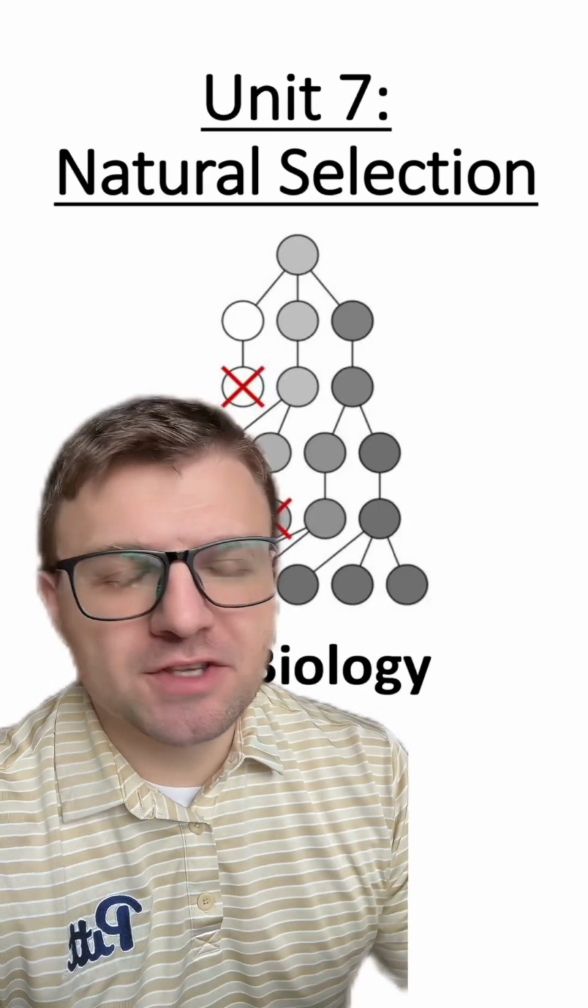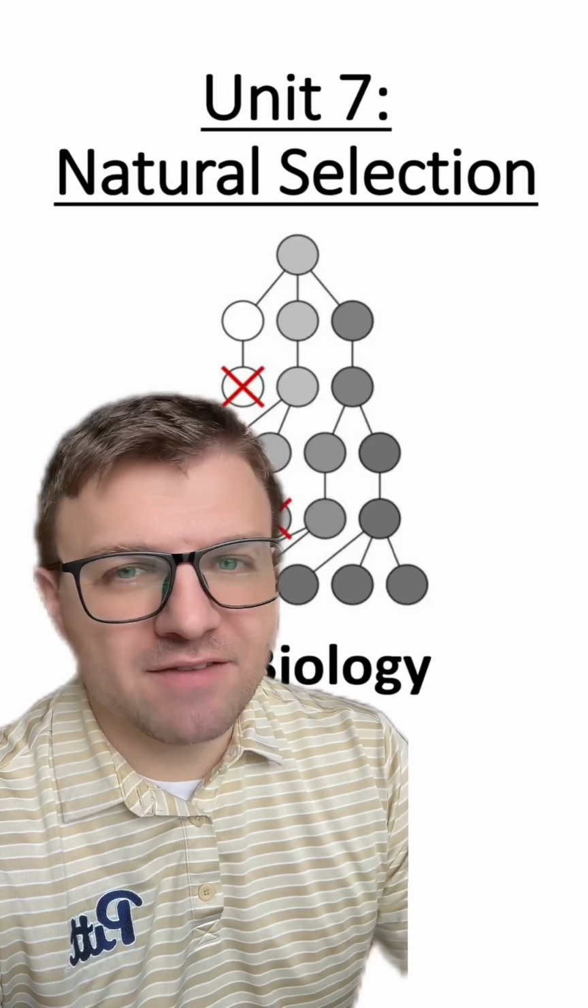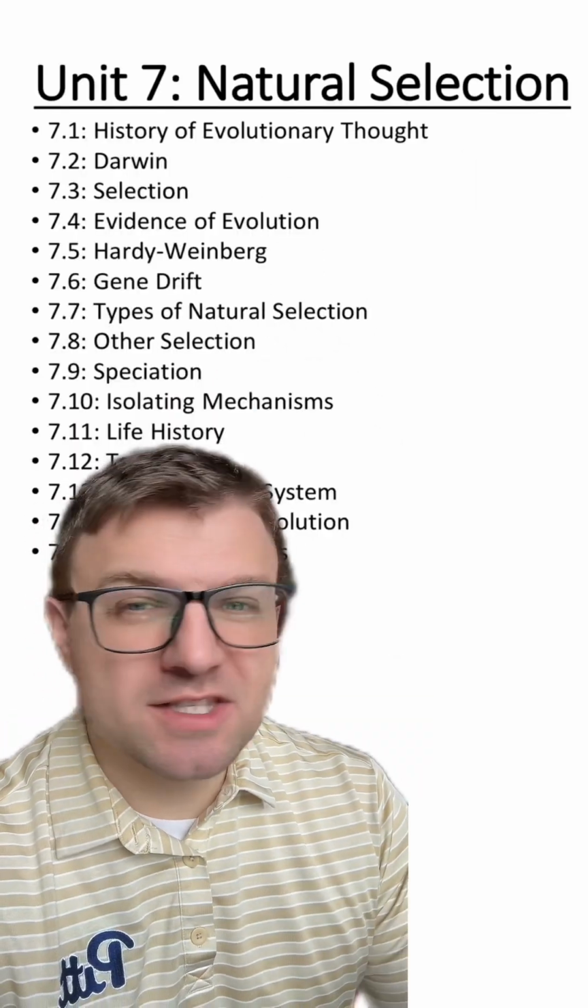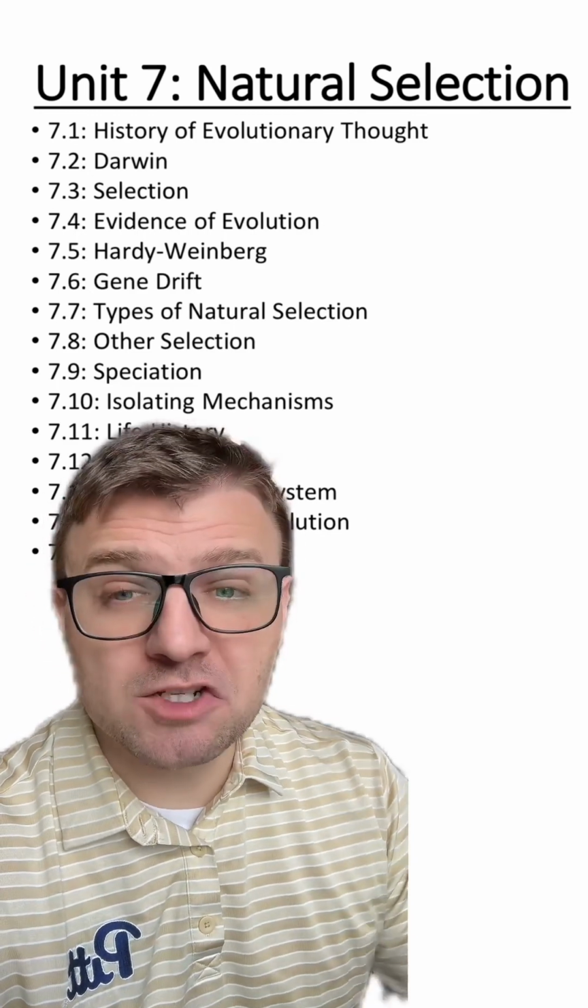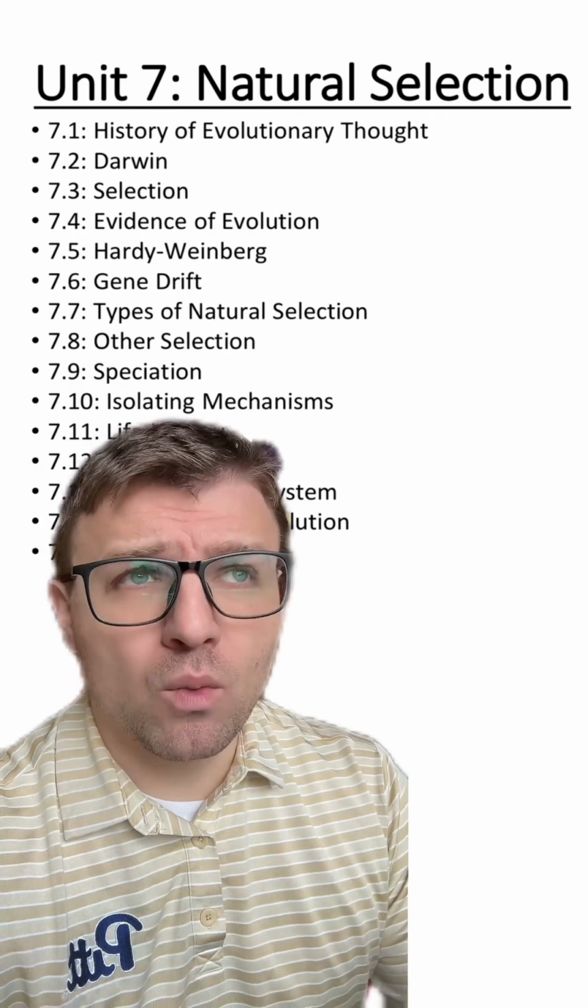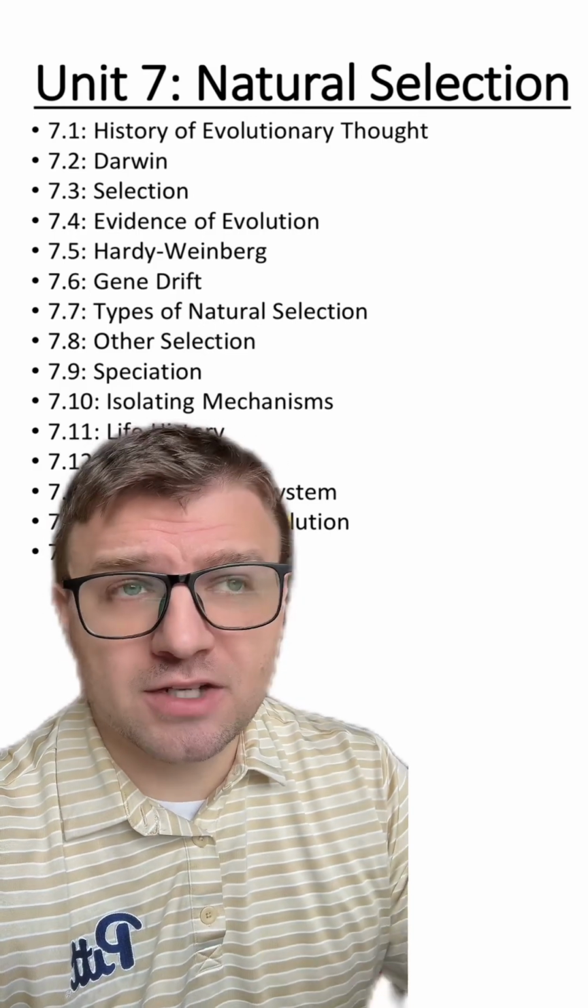Hello AP Biology students, let's go over the 9th section in Unit 7. In this section, we're going to talk about something called speciation. Up until this point, we've been talking about how evolution can change a species, but in this section, we're going to talk about what happens and how speciation actually occurs.